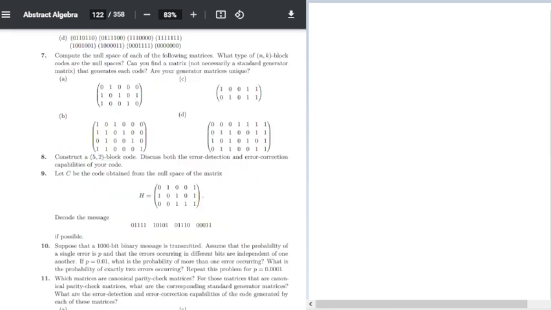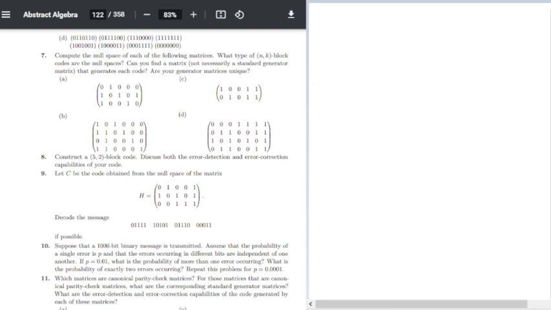Compute the null space of each of the following matrices. Which type of n, k block codes are the null spaces? Can you find a matrix, not necessarily a standard generator matrix, that generates each code? Are your generator matrices unique?